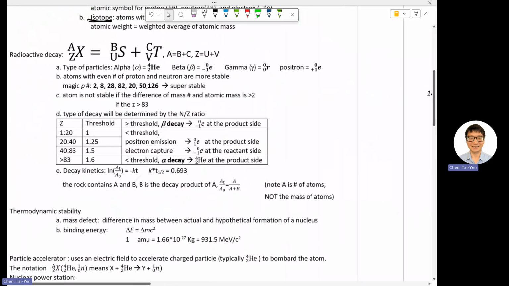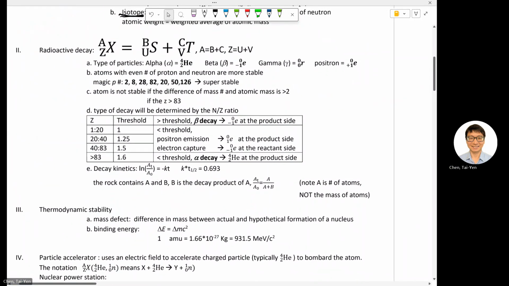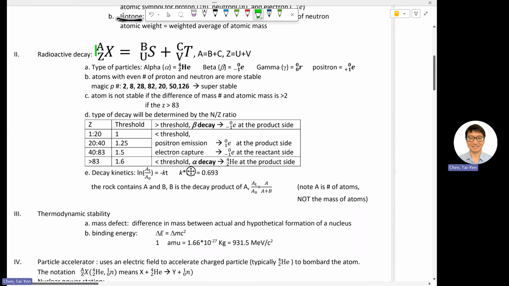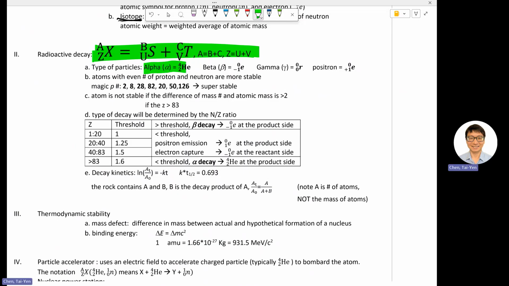Okay, so let's talk about this. We just finished this, right? That's the general equation form that you always need to know how to write and use. The second thing we want to talk about: by now you should have a good idea of what an alpha particle, beta particle, gamma particle, and positron are.